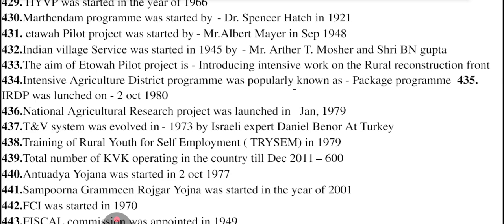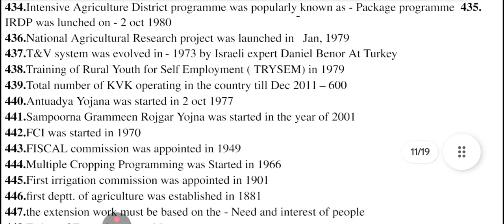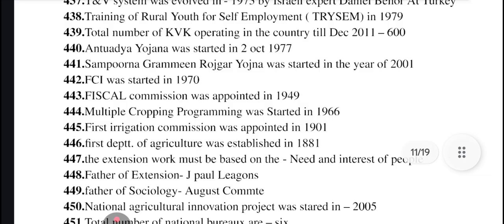National Agricultural Research Project was launched in 1979. T and V system was evolved in 1973 by Israeli expert Daniel Benor at Turkey. Training of Rural Youth for Self-Employment or TRYSEM came in 1979. Total number of KVKs at present crossed around 800. Antyodaya Yojana was started on 2nd October 1977. Sampoorna Grameen Rozgar Yojana started in 2001.